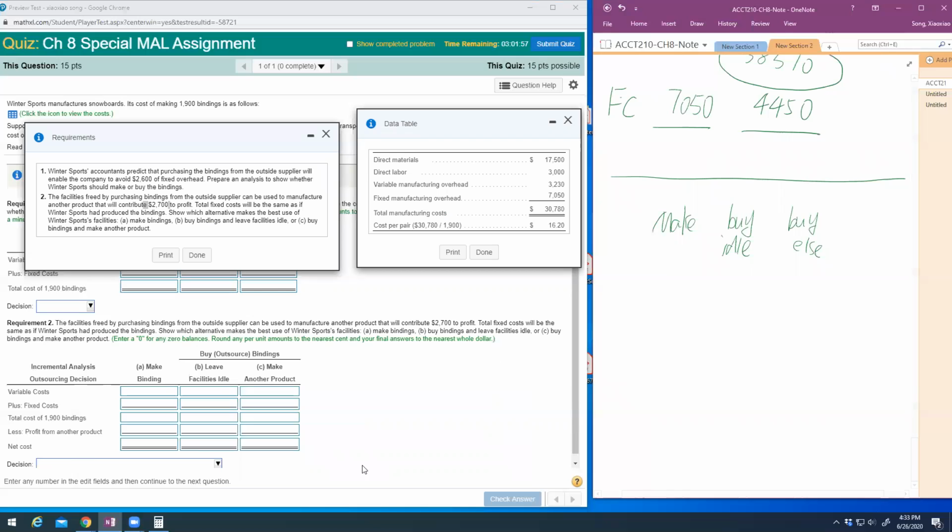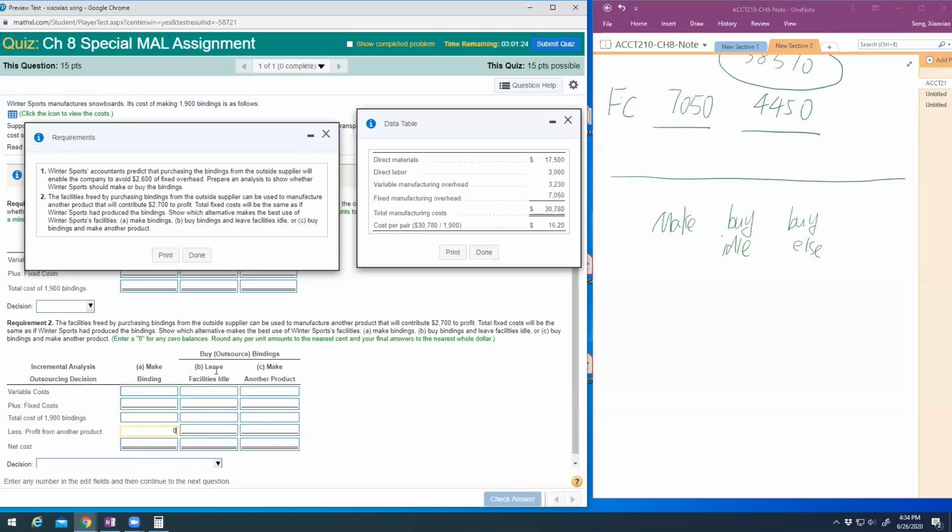Okay, so if you make, you get all the variable cost the same as the first question. Your fixed cost will still be the $7,050. That's your total cost. If you make, you don't deduct the profit from another product, because you are using the facility and cannot do something else. So this item will be zero. You get your net cost there.